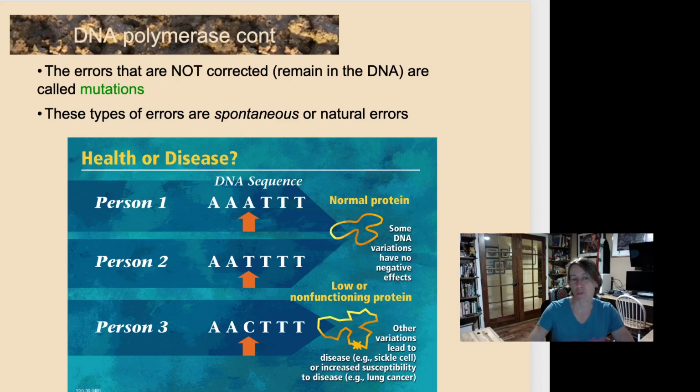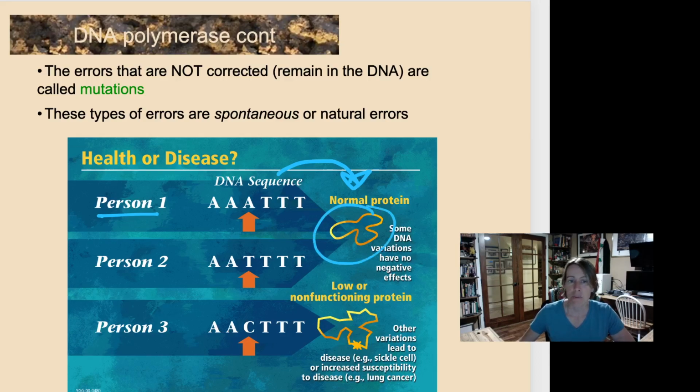So here's a sort of very quick example. Let's say this person 1, their DNA goes AAATTT. And this DNA sequence is basically instructions for putting together a protein. And this protein, well, if you follow these instructions, the protein comes out looking normal, which is this kind of shape here. This is what they're saying is the normal protein.